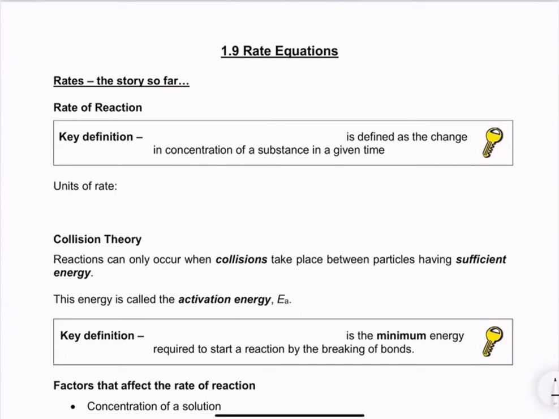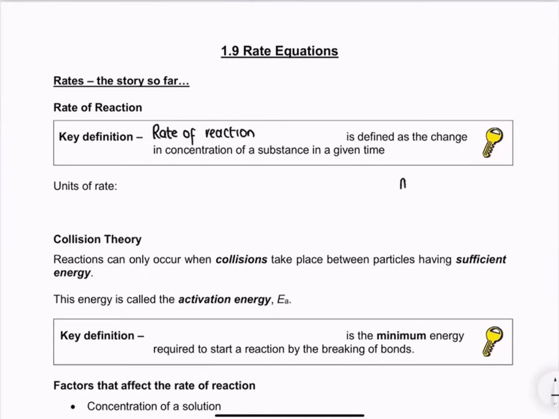In this short video, what we're going to do is recap our understanding of rates of reaction from the first year of the course. So in the first year we looked at rate of reaction as the change in concentration of a substance in a given time. So we might have looked at the change of concentration of a reactant decreasing or a product increasing over a set amount of time. So if we take that apart, we can figure out what the units are.